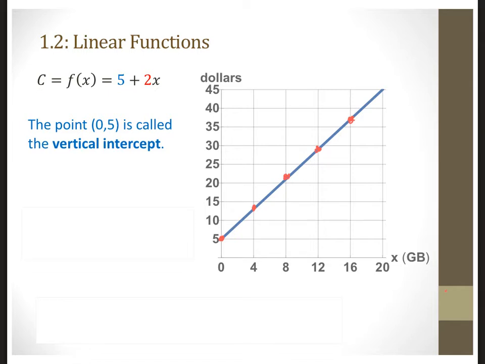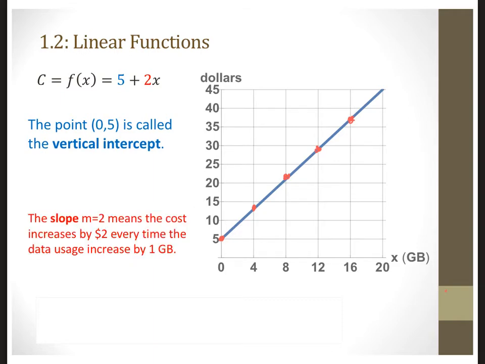The other important parameter would be the 2 in this formula. And so whereas the 5 tells us where the graph starts, this parameter 2 we call the slope of the graph. And it tells us that the cost is going to increase by $2 every time we increase our data usage by 1 unit, by 1 gigabyte. So it's telling us the rate of change.